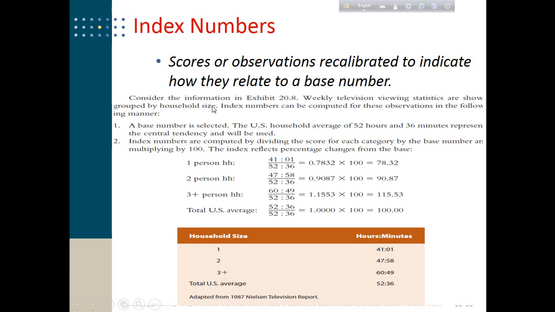Weekly television viewing statistics are shown here. A base number is selected. The US household average of 52 hours and 36 minutes represents the central tendency and will be used. That means on average, US households watch television for 52 hours and 36 minutes.